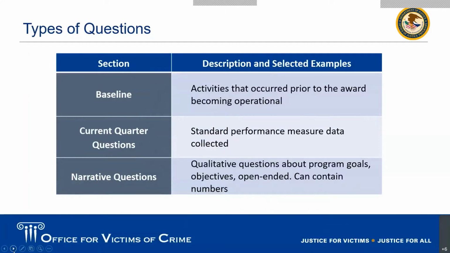Each topic area of the performance measures will have two basic types of questions. Baseline, or activities that occurred prior to the award becoming operational, usually that quarter just prior to the award starting. And then current quarter questions. These are the more standard performance measure data questions that you'll be doing the data collection on. And you'll see those indicated in the questionnaire where we say things like, indicate a number or total or please report. There are also, as I mentioned, some narrative or text-based questions.